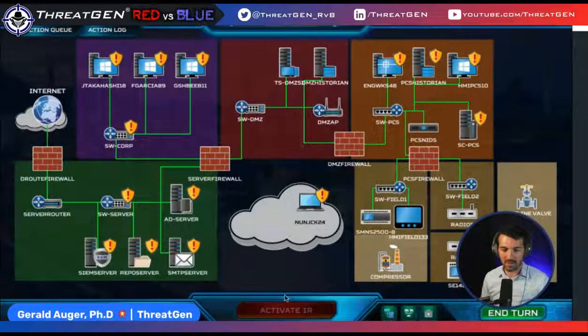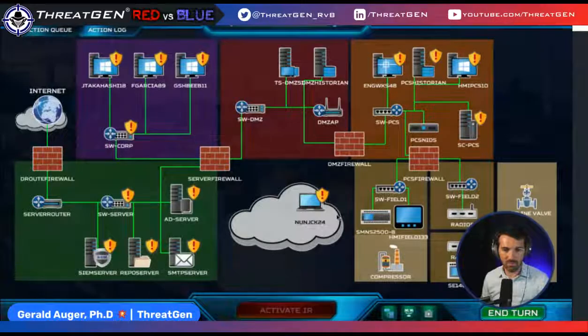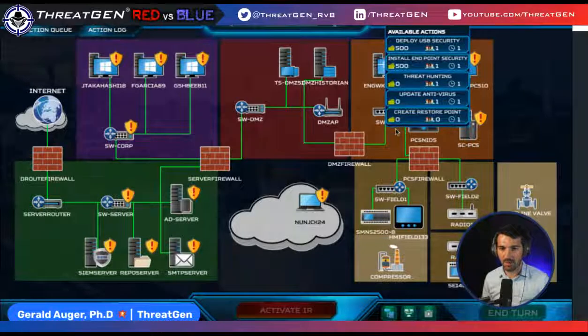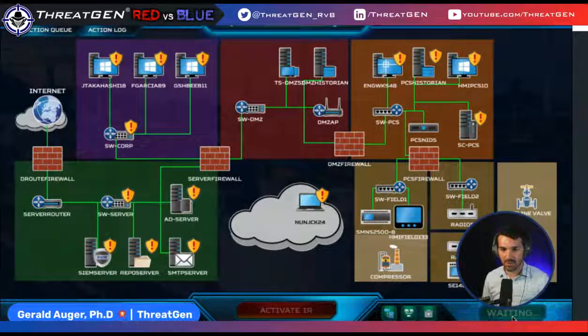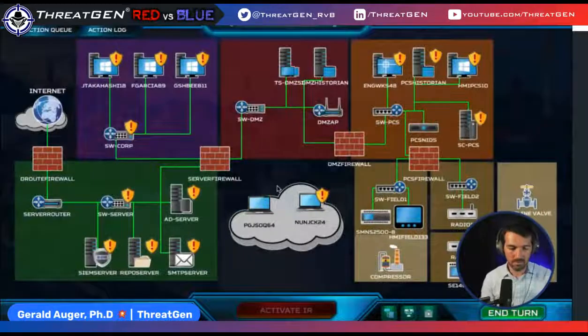Okay, system backups implemented. So that's good in case they ransomware us. We got one resource that we need to burn. Ooh, create restore point. Let's do that for the old historian. Oops, I didn't spend all my resources. Holy crap, it's 3:14. Hold on one second, y'all.